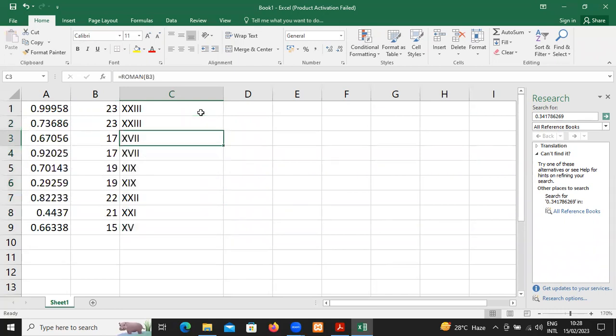You just take a look. XV is 15. XXI is 21. XXII is 22. These are Arabic numbers converted to equivalent Roman numerals.